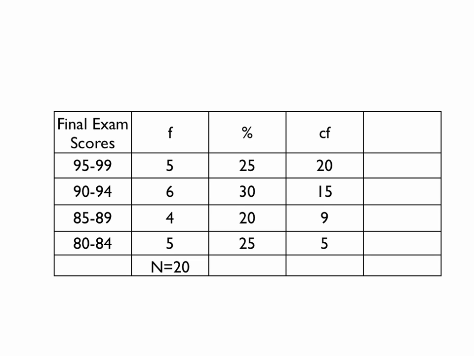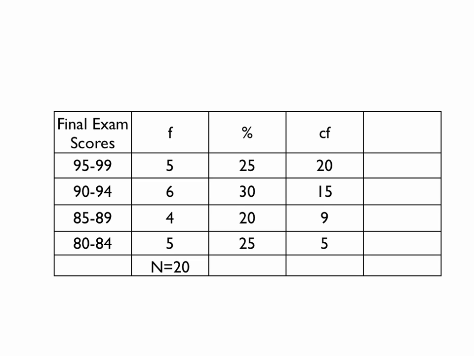Now remember, the cumulative frequency distribution basically says how many scores fell at this level or below. So if we look at 85 to 89, what we see is that 9 scores fell below 89. So the 4 scores that were in the 85 to 89 range, plus the 5 scores that were in the 80 to 84 range. And then you can work your way down from there.